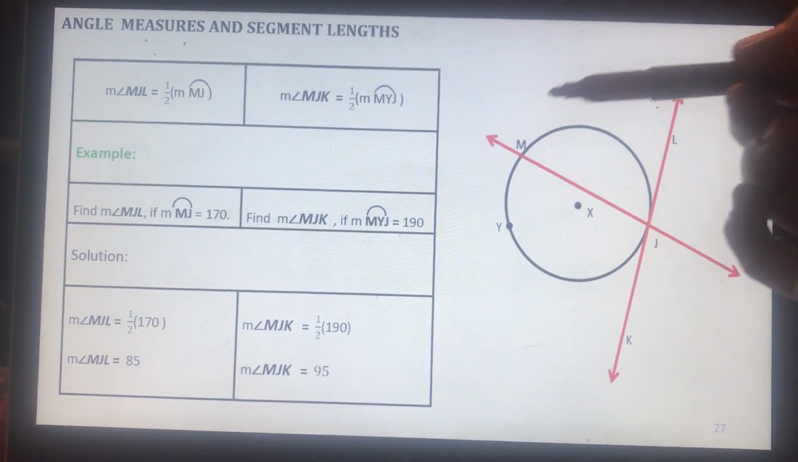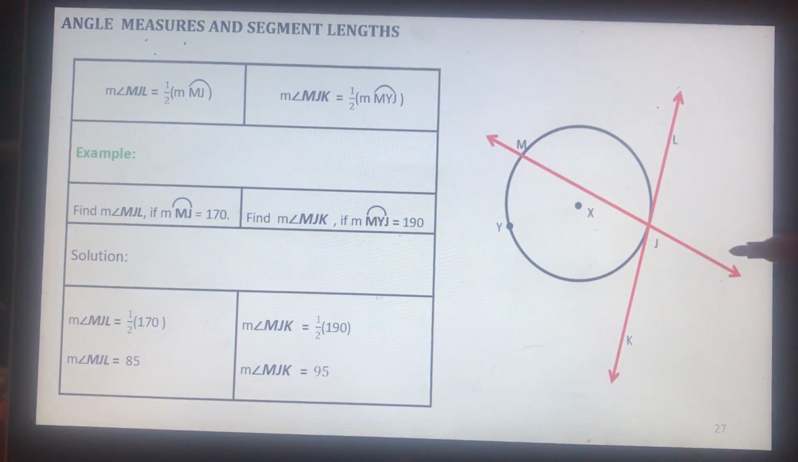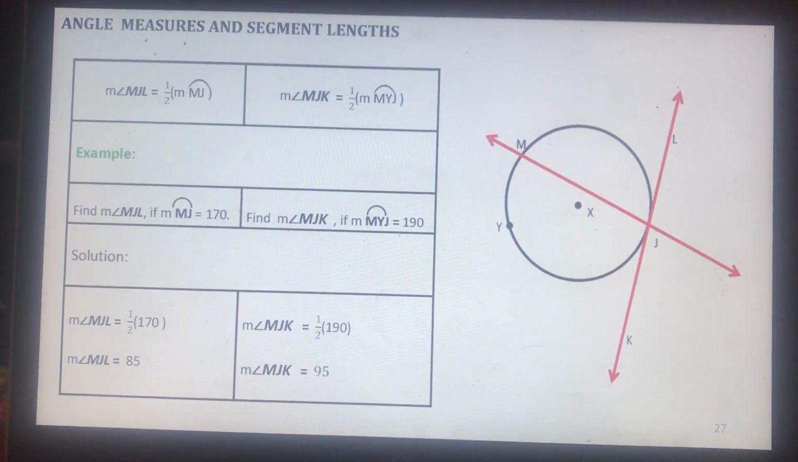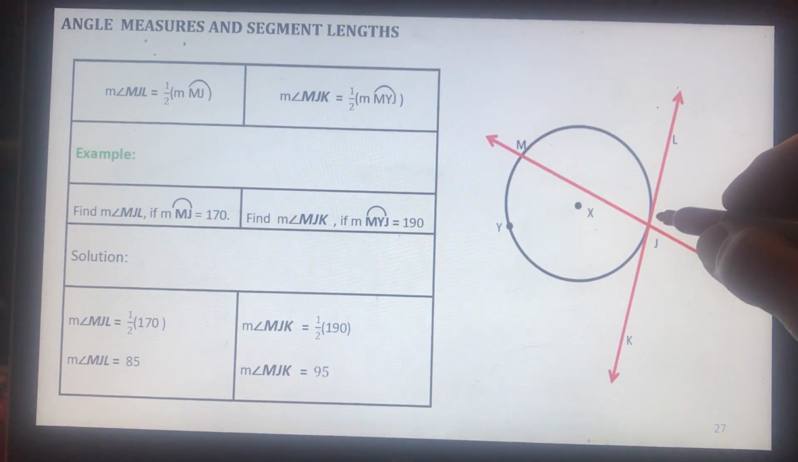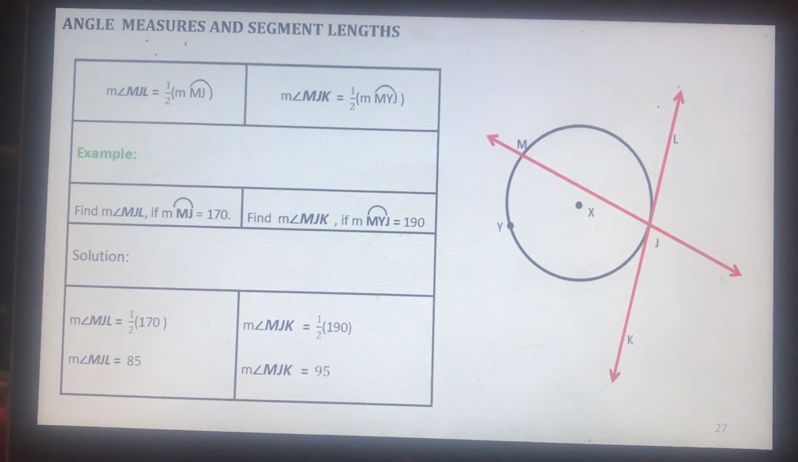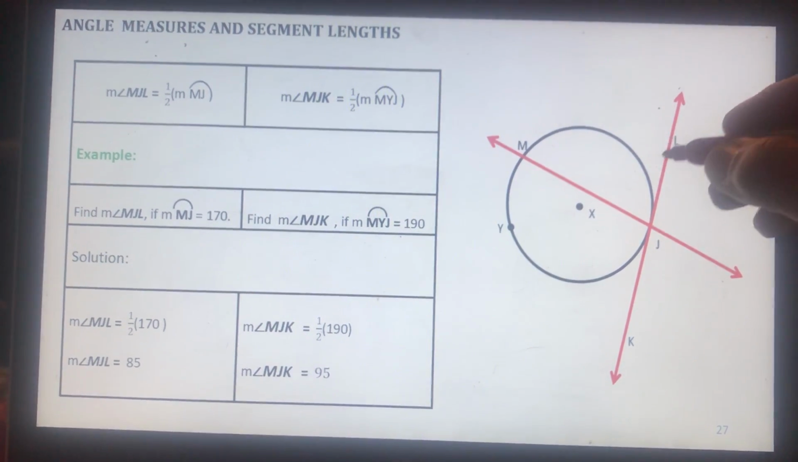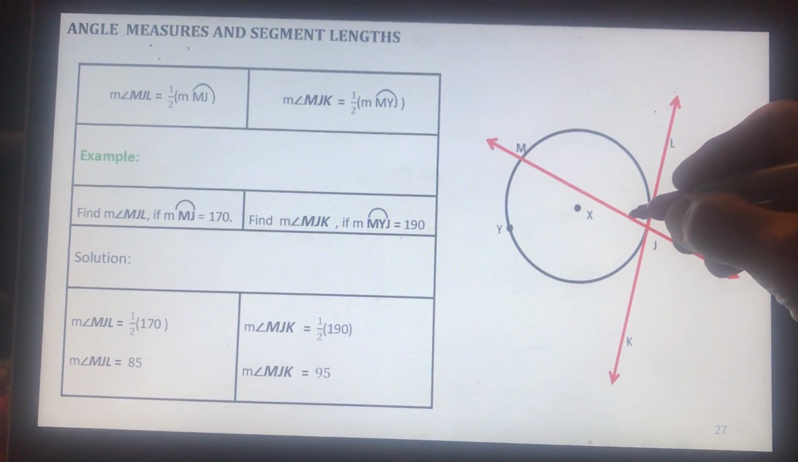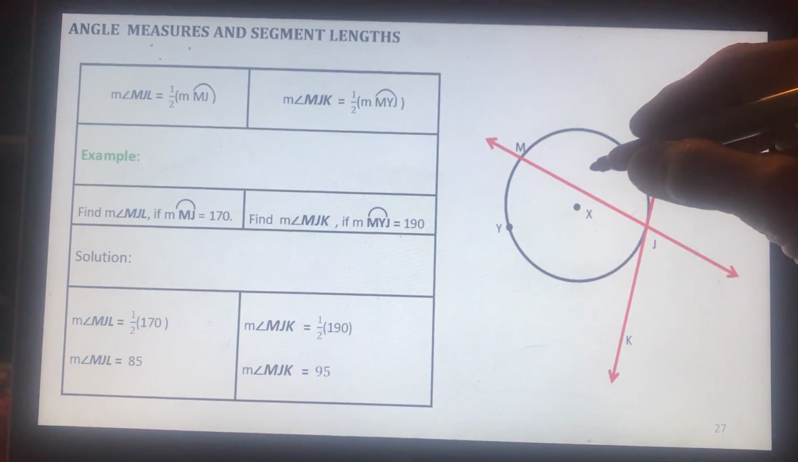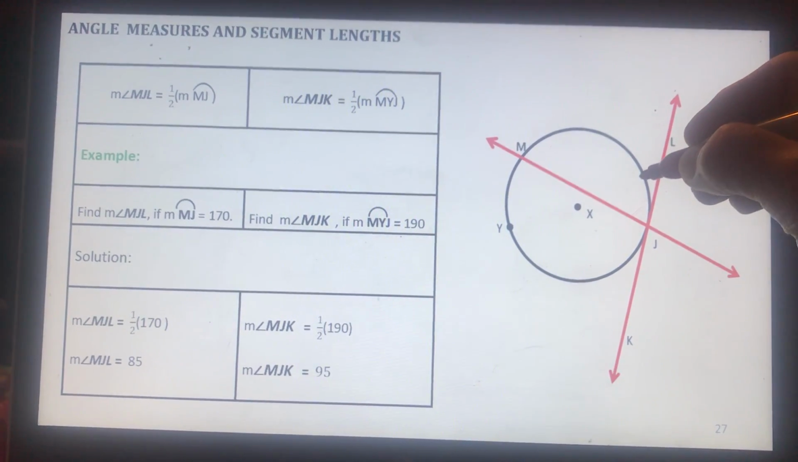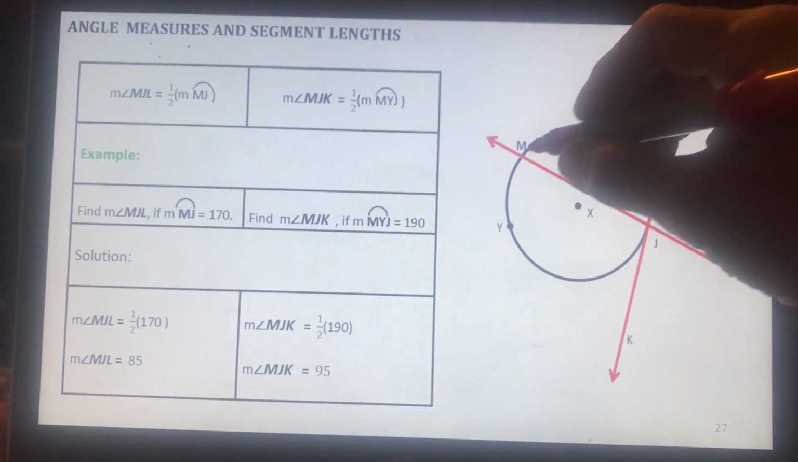In this case, again, we have our circle and we have two lines. One line, which is MJ, represents a secant, and our second line, which is LK, represents a tangent. Note that both lines are intersecting right here, which is point J, and it also represents the point of tangency. If we were to find the measure of angle MJL, which is this angle right here, the measure of MJL by definition would be 1/2 times the measure of the arc it intercepts, which is MJ.